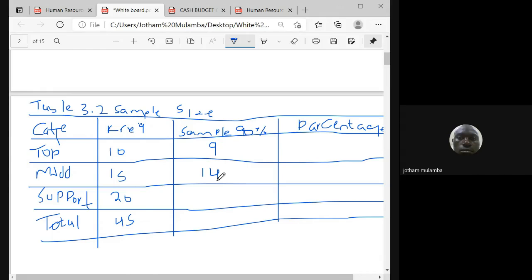90% of 20 is 18. So we add that to get the total. 9 plus 14 plus 18 is 41. So our sample size will be 41.